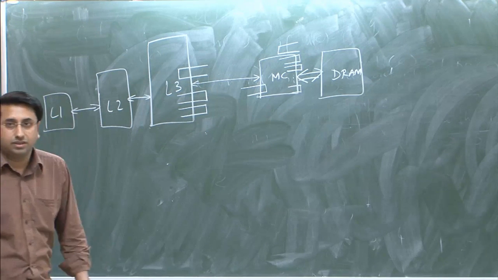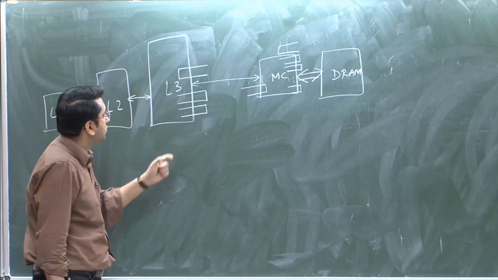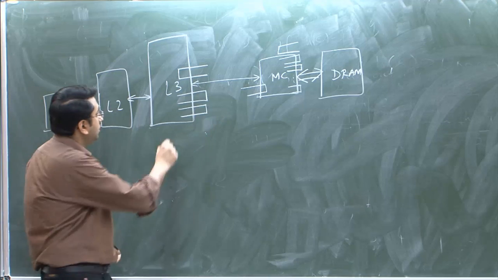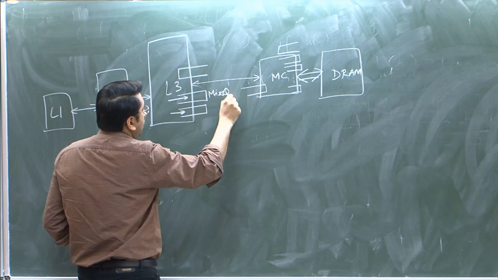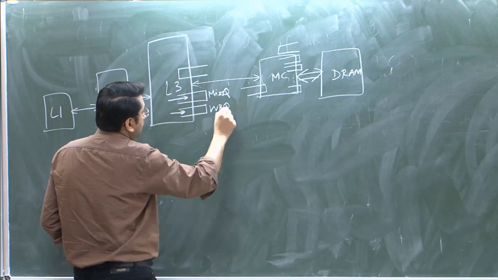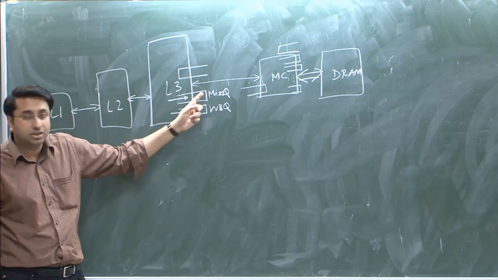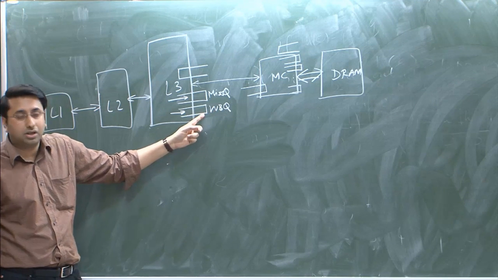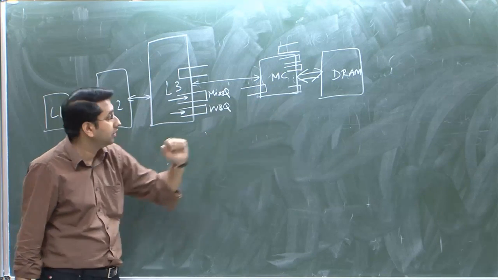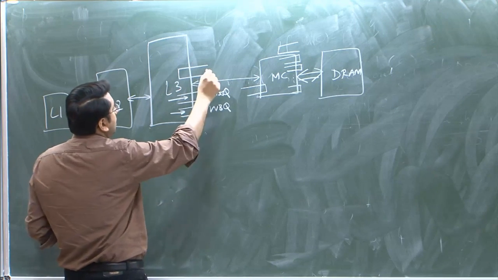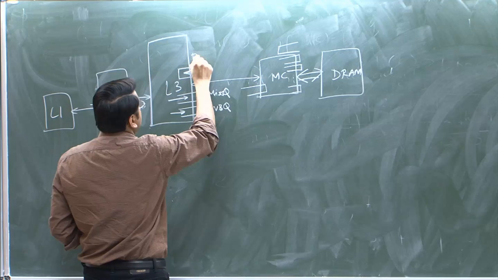So we say that the L3 cache controller has at least three queues. Two of them are going towards the memory controller. One is a miss queue. Another one is a write back queue. This one carries the requests that miss in the L3 cache, and this one carries the dirty evicted cache blocks to be written back to main memory. And there is a queue coming in this direction where you get the responses to the misses. I'll call it a response queue.